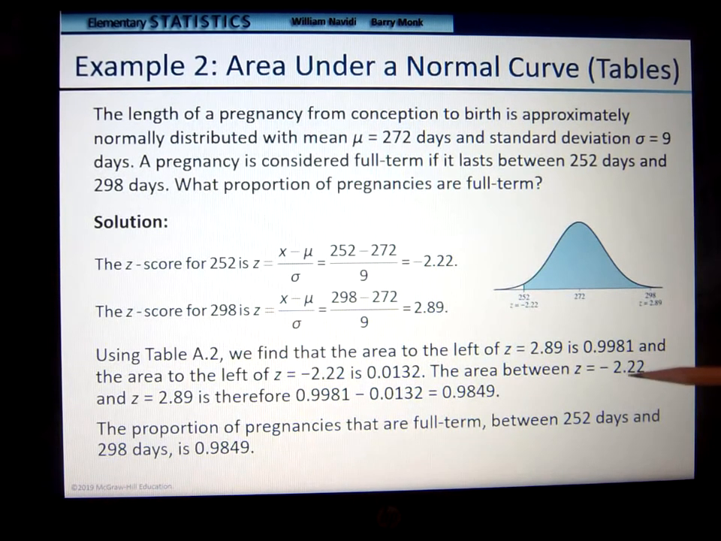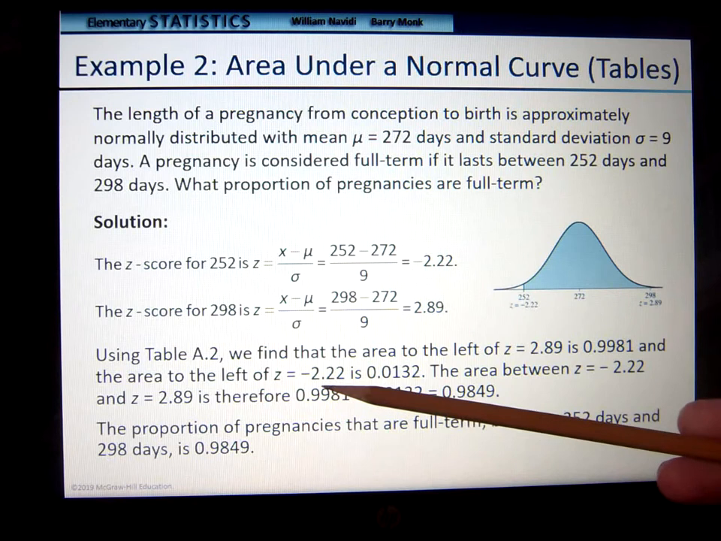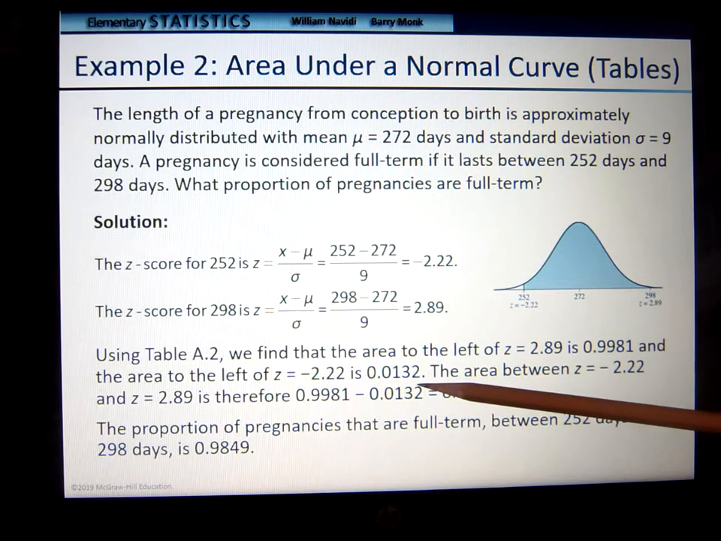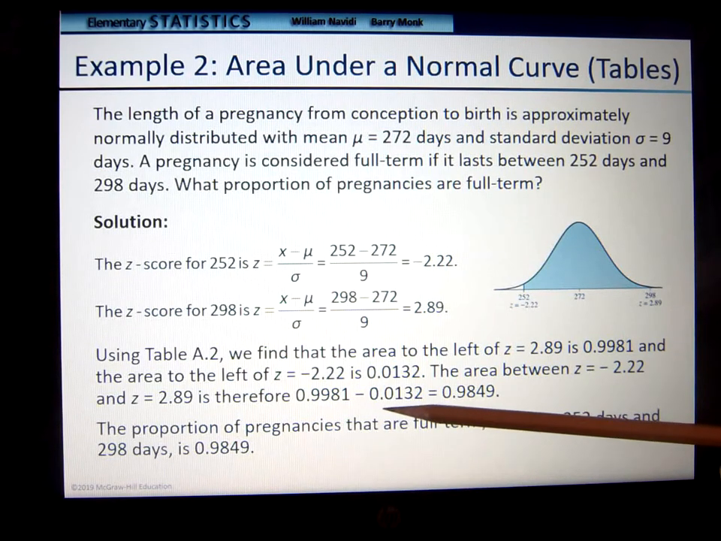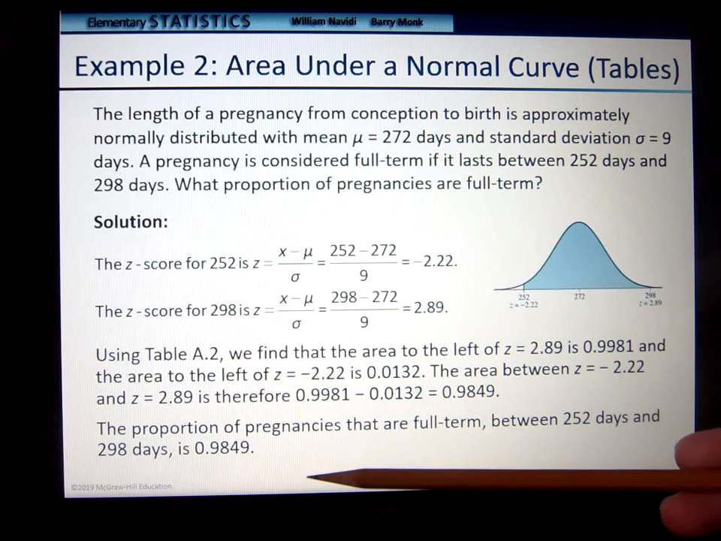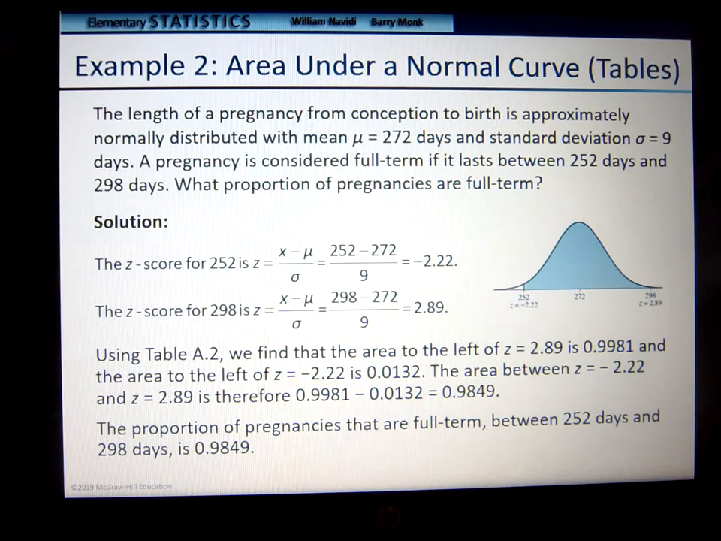We can use the table to find that the area to the left of 2.89 is 0.9981 and the area to the left of negative 2.22 is 0.0132. So between that, you would subtract these two numbers, 0.9981 minus 0.0123, and you'll get the area of 0.9849. So the proportion of pregnancies that are full term, between 252 and 298, is 0.9849.